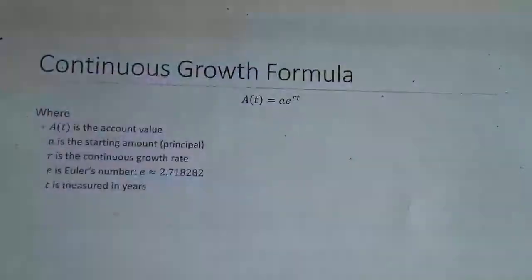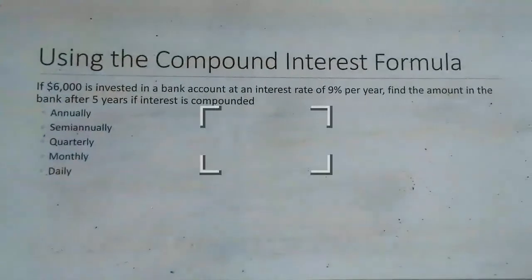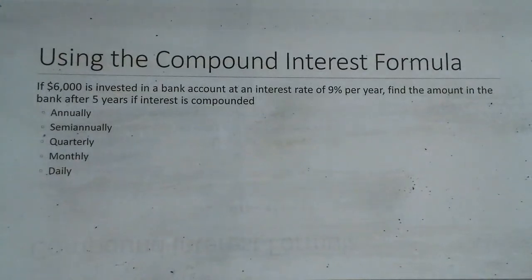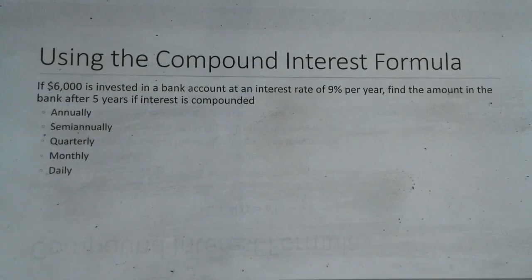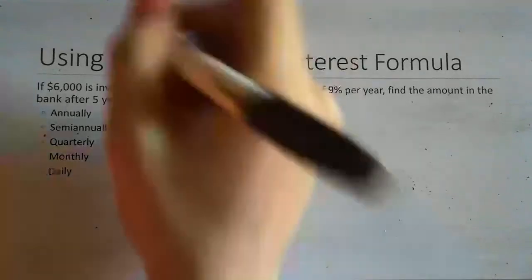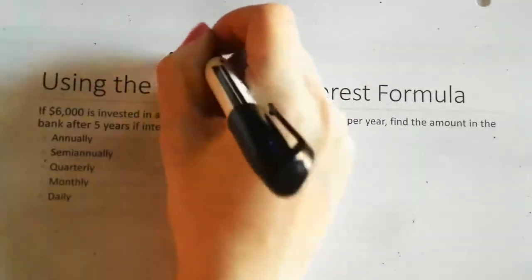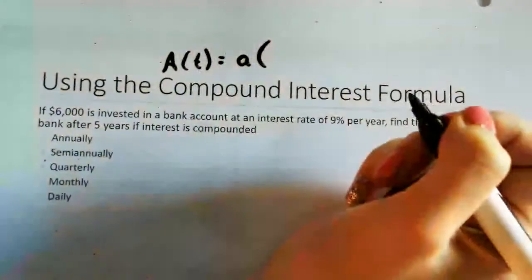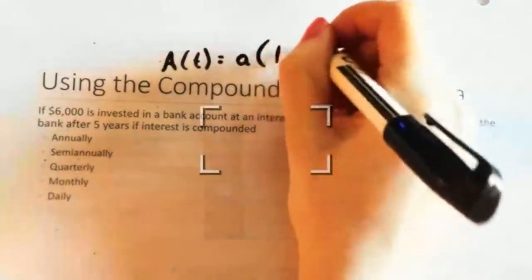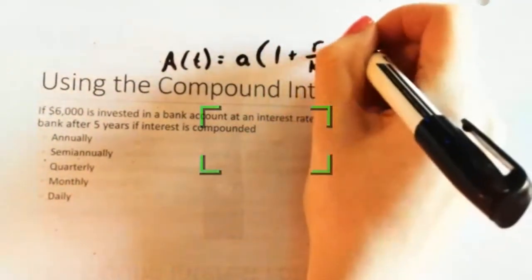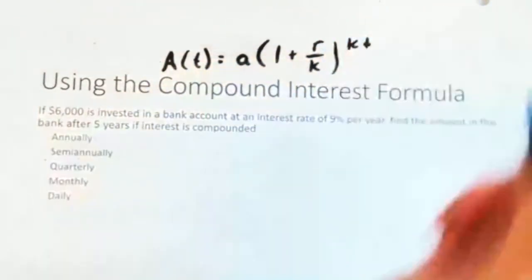So let's see if we can use that formula. It says if $6,000 is invested in a bank account at an interest rate of 9% per year, find the amount in the bank after 5 years if interest is compounded annually, semi-annually, quarterly, monthly, and daily. So let's copy over that formula and see if we can plug stuff in. It was A of t is equal to lowercase a times 1 plus r over k raised to the kt power.